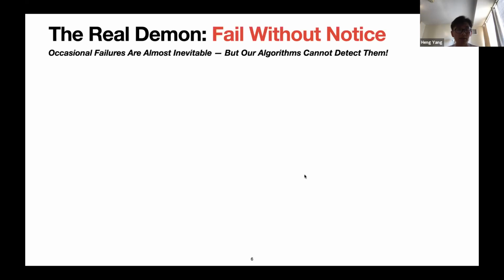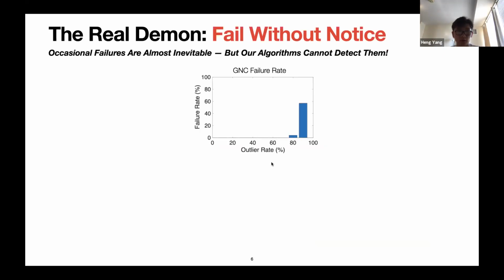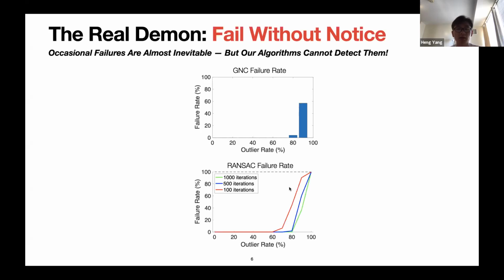So basically we're trying to tackle the real demon, which is that we want to provide some sort of performance guarantees to these robust estimation frameworks. If you look at RANSAC or GNC, you see that these algorithms typically perform really well when the outlier rate is below, for example, 80%, and then they start failing when you have more than 80% outliers. Similarly, RANSAC also performs quite well when the outlier rate is below 60%, and then some failures start occurring when you have more outliers.